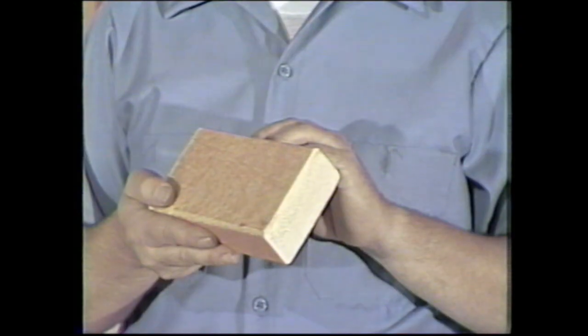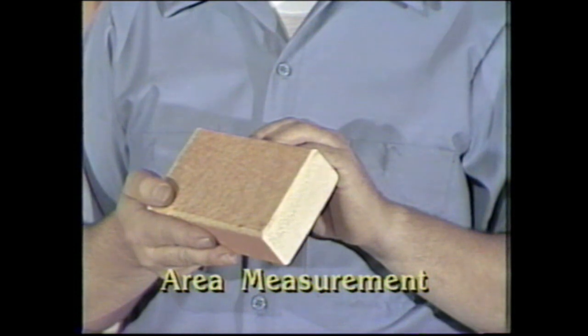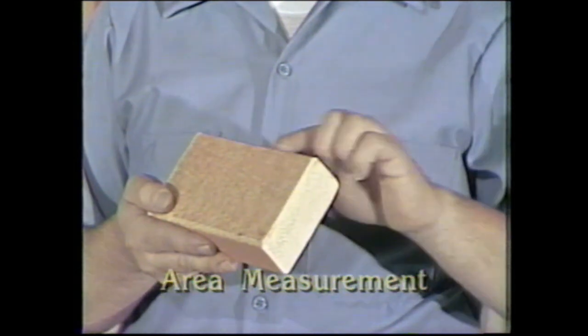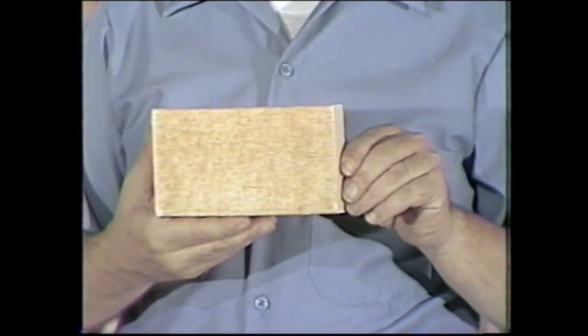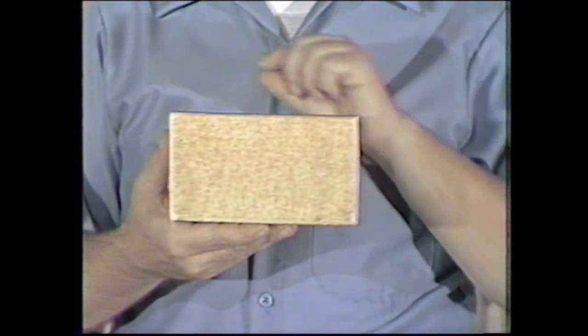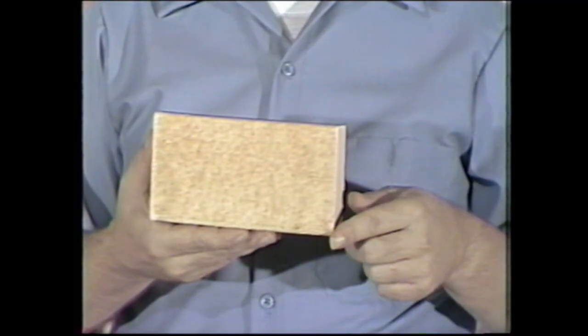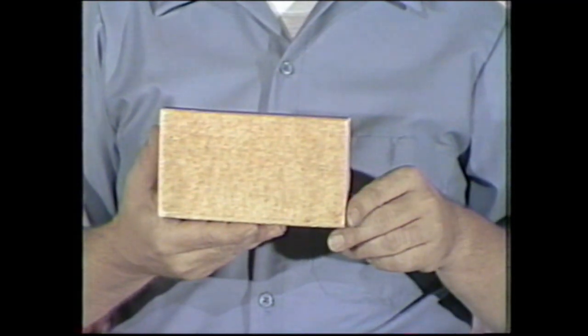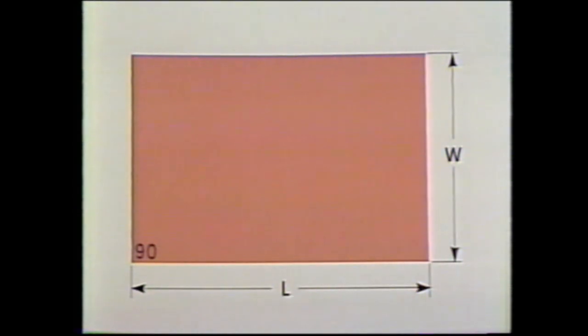First, let's consider the calculation of area. Everyday objects such as this wooden block are measured in 3 dimensions: length, width, and thickness or depth. In calculating the area of one surface of the block, we're concerned with only 2 of these dimensions, length and width. These 2 measurements describe a plane surface. A rectangle is a 4-sided plane surface with opposite sides equal in length and with 90-degree or right angles between adjacent sides. It's one of the simplest plane surfaces.